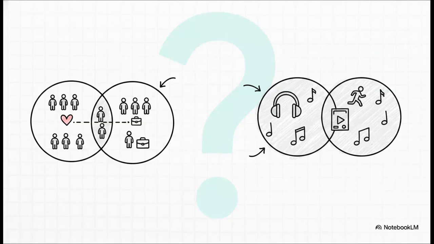But you've hit this problem before, right? What happens when those groups overlap? You've got friends who are also coworkers, or maybe a song that's on both your workout and your focus playlist. How in the world do you count the total number of people or songs without counting some of them twice? Well, that's the exact puzzle we're going to solve right here.